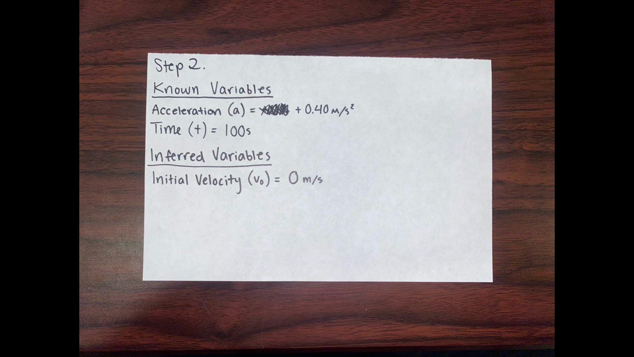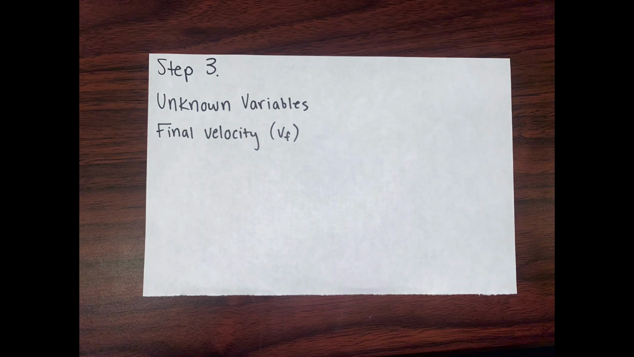With our example problem, we can list our known values. Acceleration is constant at 0.4 meters per second squared over a total time of 100 seconds. And since we weren't given an initial velocity, we can infer based on the default values for initial velocity that ours will be 0. Step 3 is to determine what values the problem is asking you to solve for. Making a list can help. We don't necessarily need a list because we're only asked to solve for one value, which is final velocity.